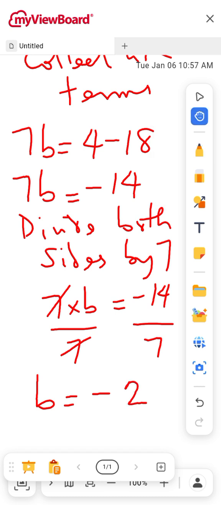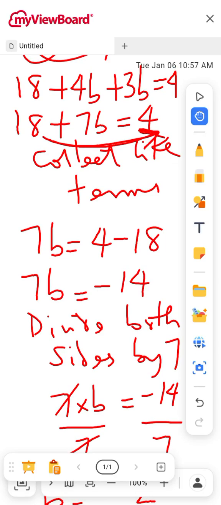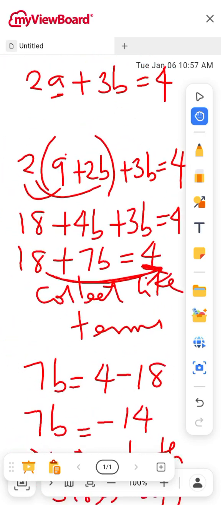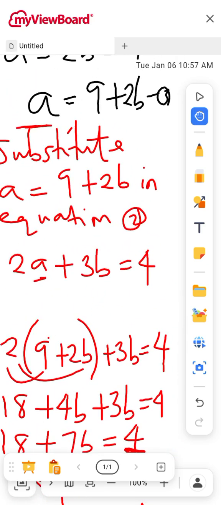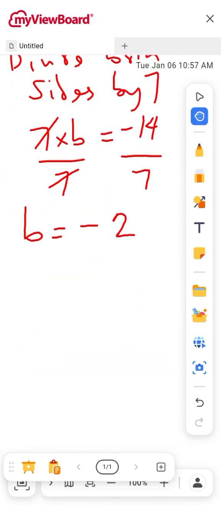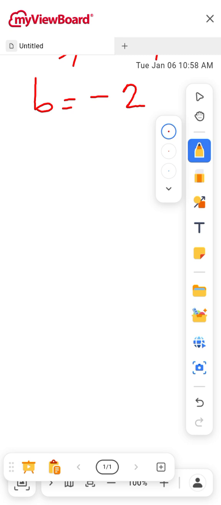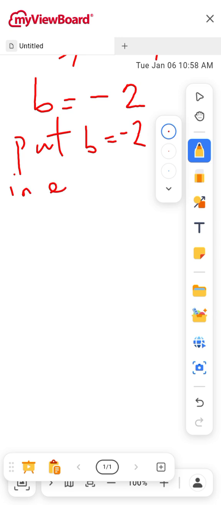The remaining thing is to get the other variable, which is A. So I put the value of b in the equation 3 that I got. My equation 3 is a equals 9 plus 2b. So I can just substitute that. Put b equals minus 2 in equation 3.